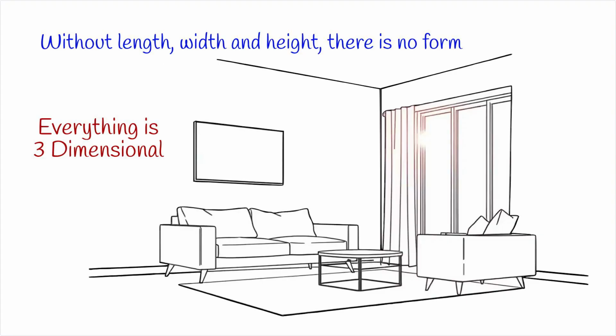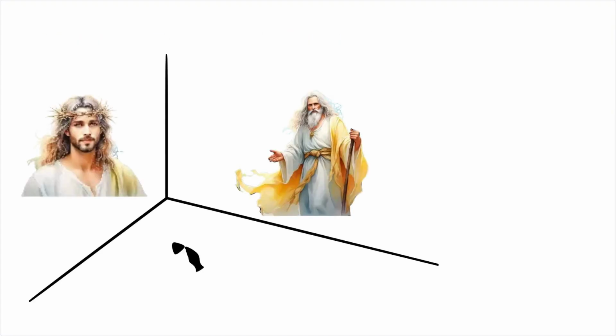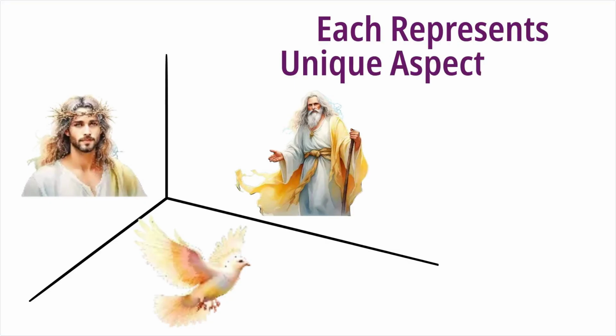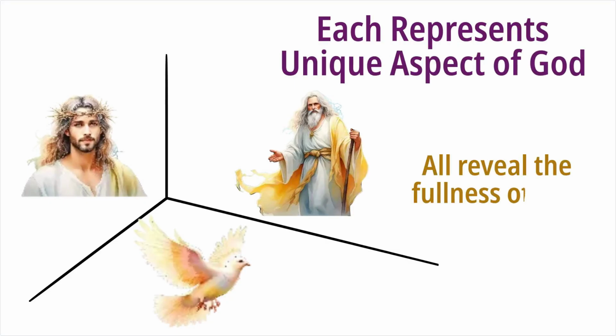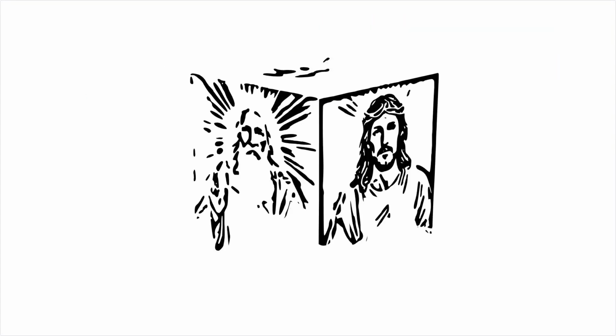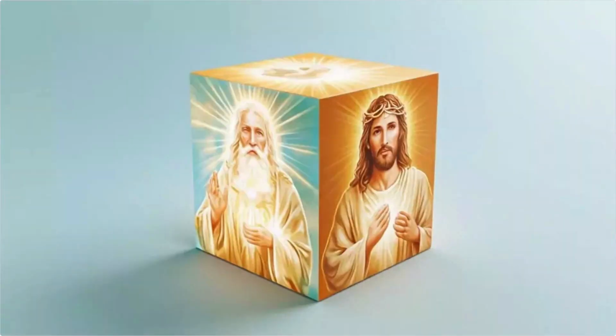The same can be said about the Trinity. The Father, Son, and Holy Spirit each represent a unique aspect of God, but together they form the fullness of God. Just as length, width, and height together create a whole object, the three persons of the Trinity come together to reveal the fullness of God's nature.